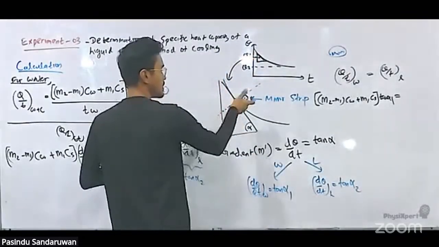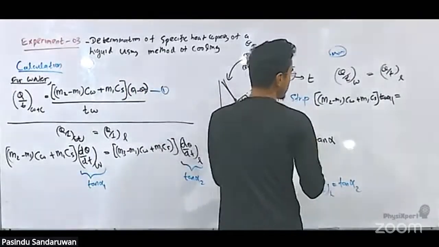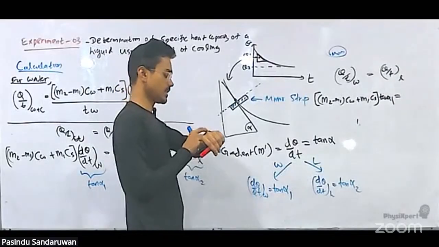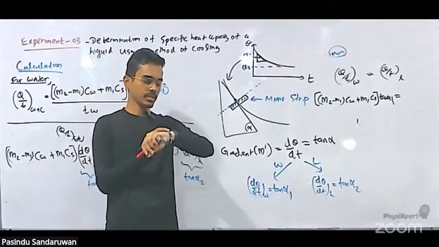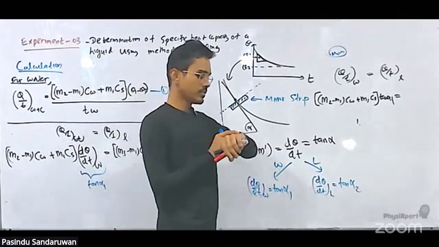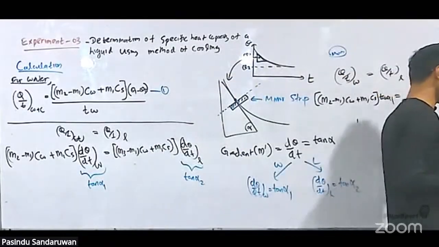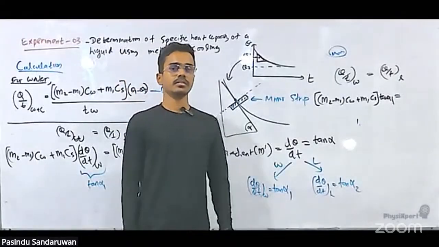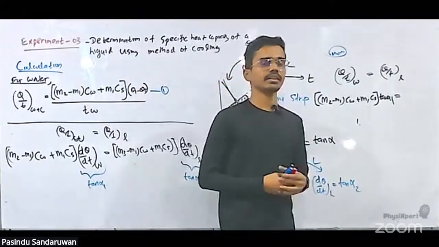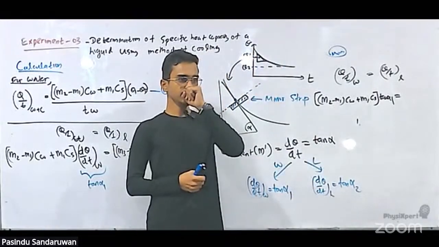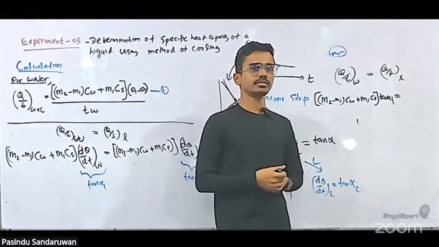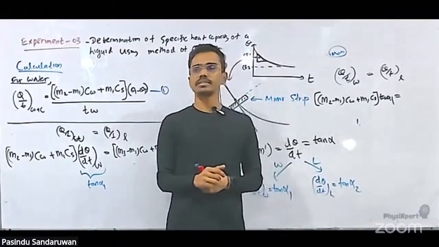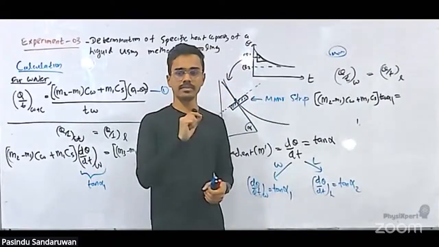Right. Write down. Step one: keep a mirror strip on the curve and rotate it until the reflected image of the curve at the point coincides with the actual curve.